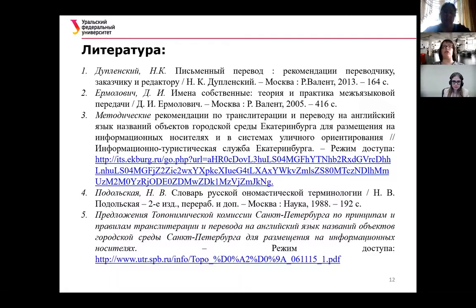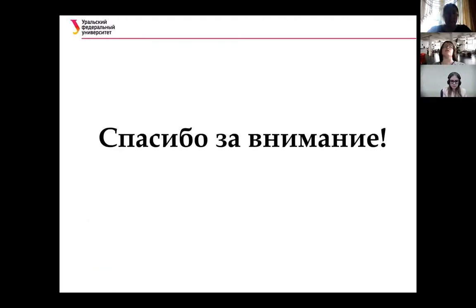Of course, there is a number of books. And it goes without saying that we should teach our students how to render the toponymic names without saying that transcription is the only way of rendering them.